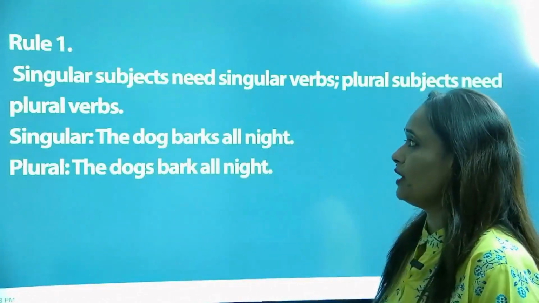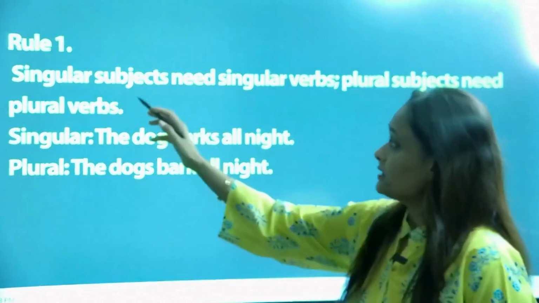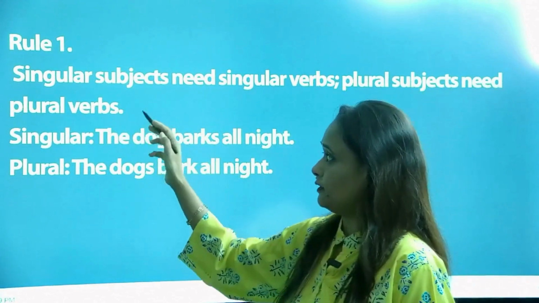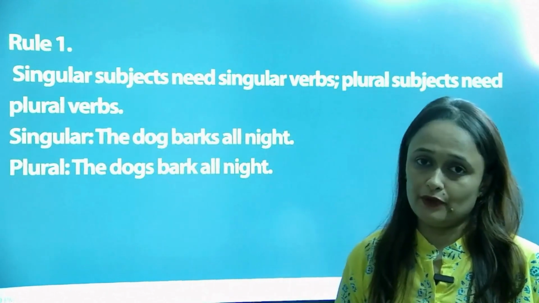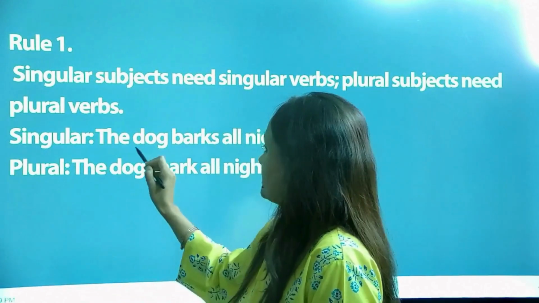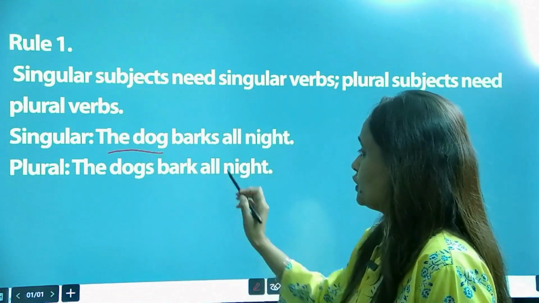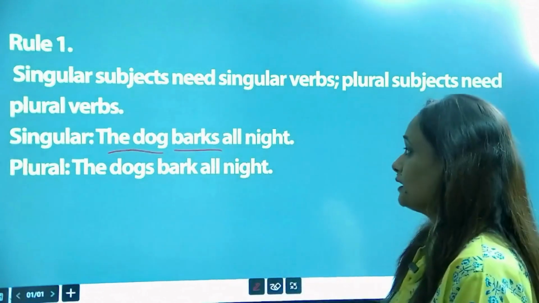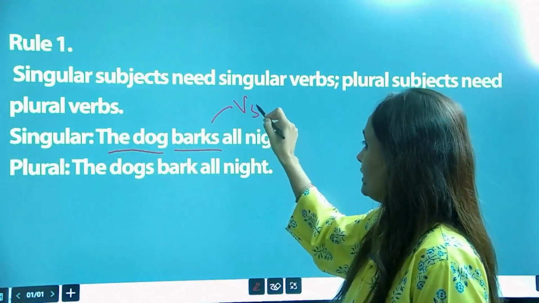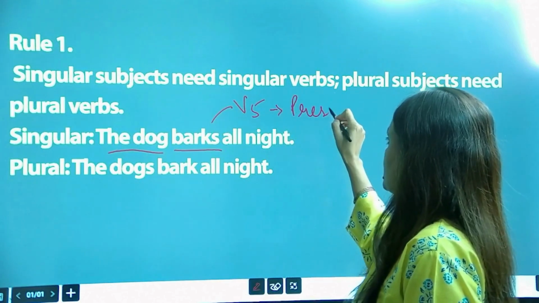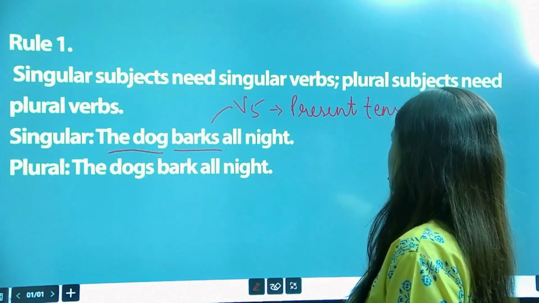Now, what does rule number 1 say? Singular subjects need singular verbs. Plural subjects need plural verbs. This is something you need to remember always, right? The dog barks all night. So here the subject is singular, so the verb is also singular, wherein we say verb 5, which is present tense.